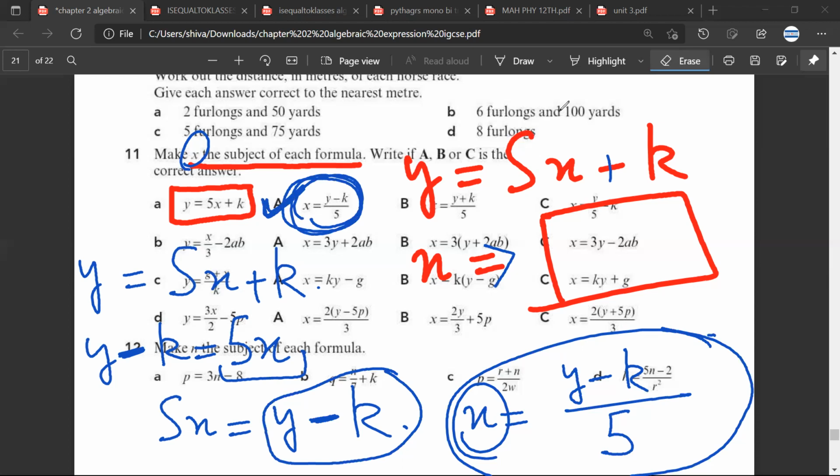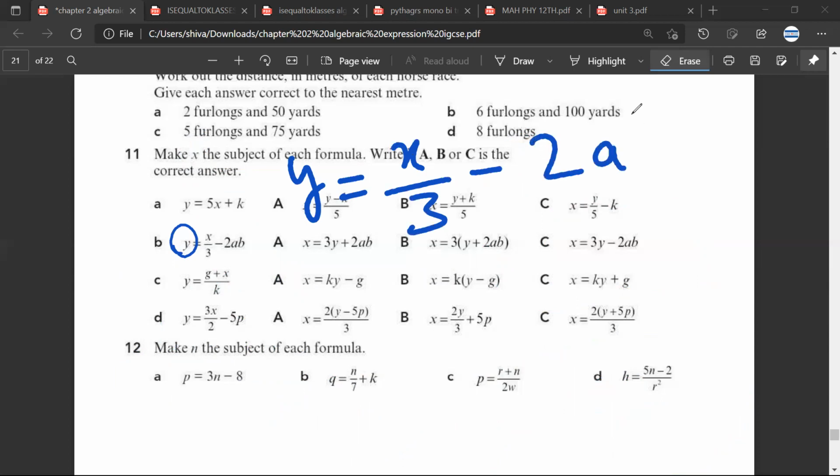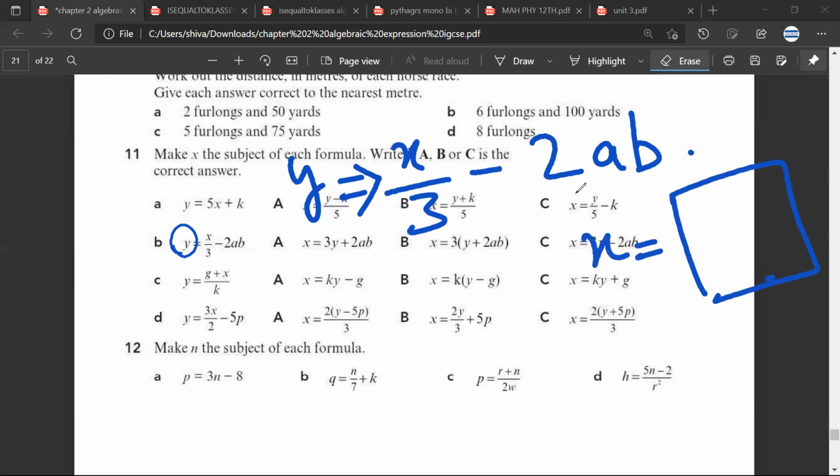Mr. Aryaman, have you understood? Yes, sir. So now, again, these are difficult questions. If you have good practice in algebra, then try to do these. Otherwise, you'll have a bit difficult time. So y is equal to x by 3 minus 2ab. Now this formula should look something like this, that x is equal to something. How should I do this? Again, x upon 3 is equal to y plus 2ab.